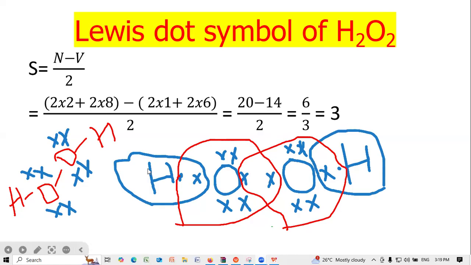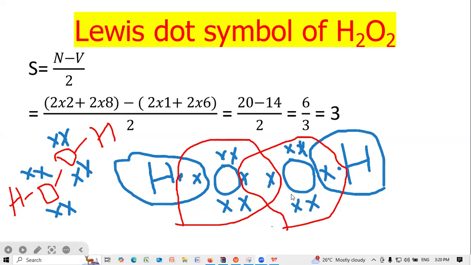So how can we draw it? See, this is the hydrogen. We denote the electrons of hydrogen by a dot, and the electrons of oxygen by a cross. So this is the hydrogen, and this is the electron of hydrogen. This hydrogen takes 1 electron from the oxygen and completes its duplet. Similarly in this case. And in the case of oxygen, the hydrogen has shared 1 electron.